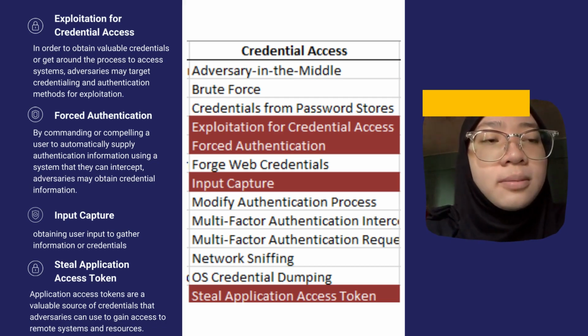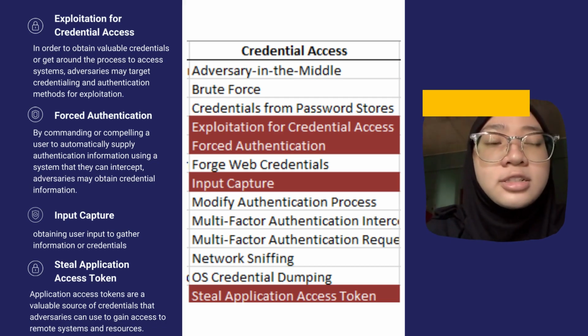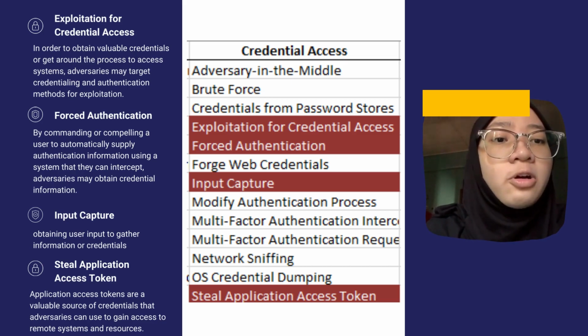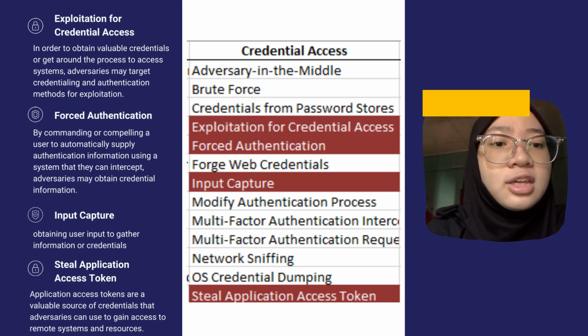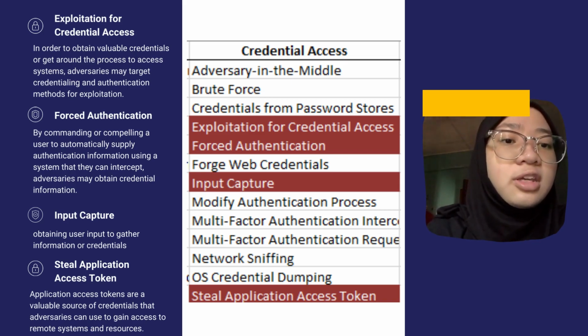Next, I'll be talking about the area under credential access. We'll be taking 4 parts. Firstly is exploitation for credential access. In order to obtain valuable credentials or to get around the process to access systems, adversaries may target credentialing and authentication methods for exploitation. Next is forced authentication.